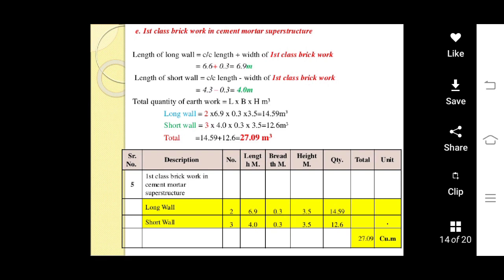Now there are two doors and two windows in superstructure. Therefore, we have to deduct that quantity from superstructure.